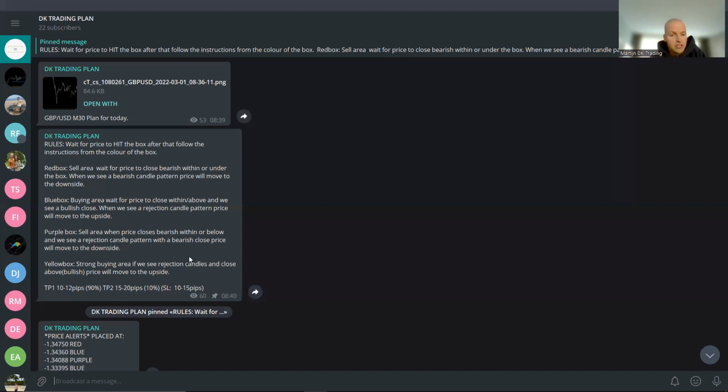And again, rejection candles, we wait for the close of the M30 candle. Is it bullish? Yes. Okay. Is it within or above the box? Okay, good signal. Wait for the candle after that, and you can enter it when it flips up.